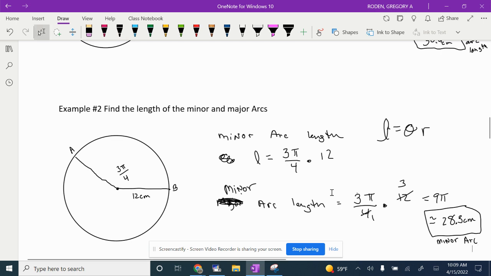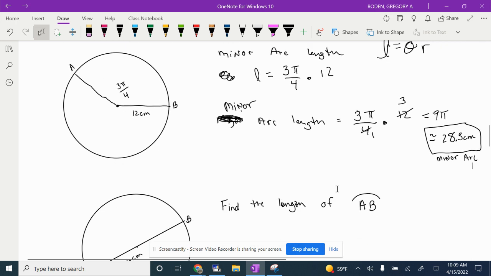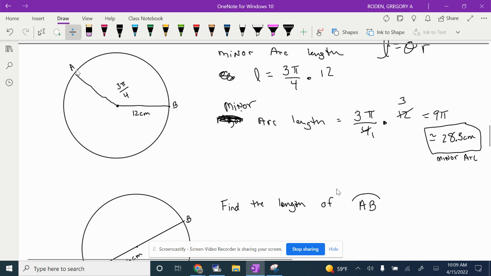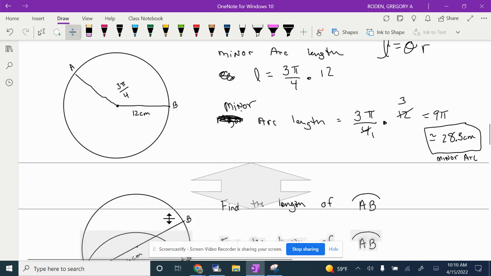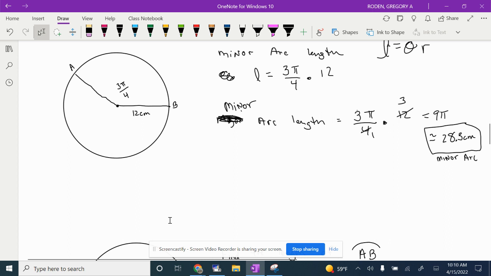Now, to find the major arc length, we've got to find the circumference of the entire circle, right? You guys understand what I'm talking about here? To find the major arc length, we've got to find the circumference of the entire circle, and then we're going to subtract off 28.3. Well, in radians, what is circumference? 2 pi r. Very good.